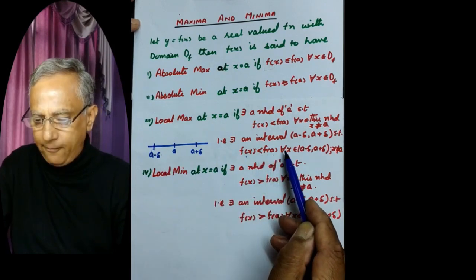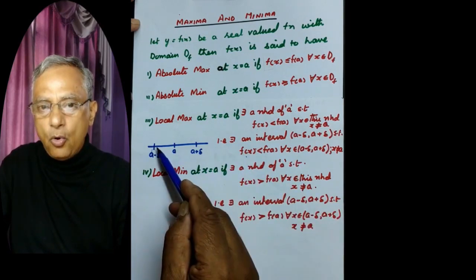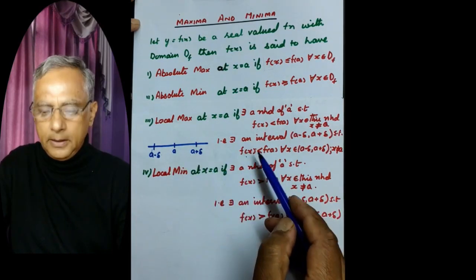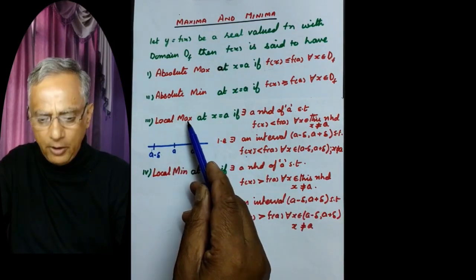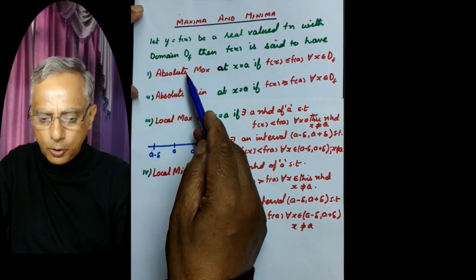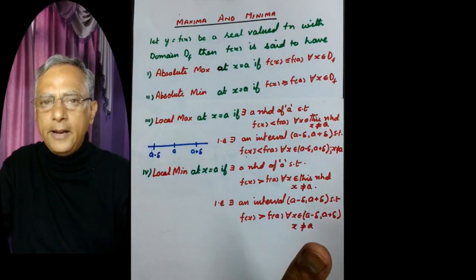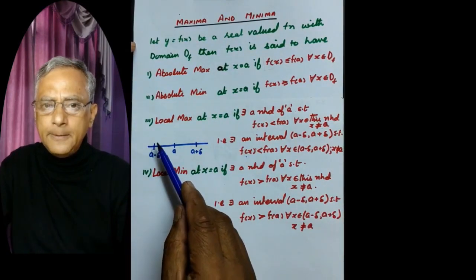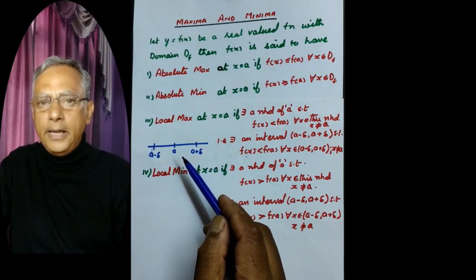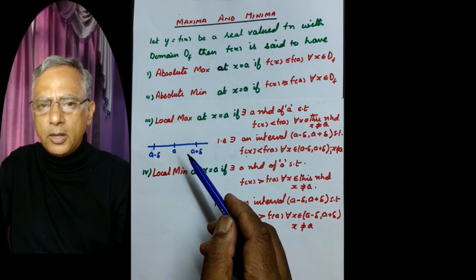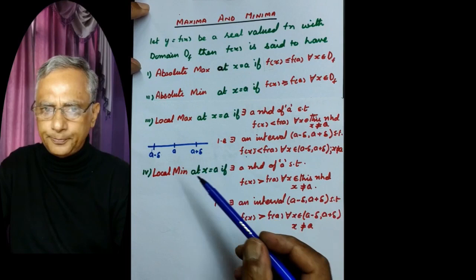f(x) is not less than f(a) in the whole of the domain. f(x) is less than f(a) only in this neighborhood. If f(x) is less than f(a) in this neighborhood, the condition is satisfied. It will be a local maximum. Absolute maximum should be maximum in the whole of the domain, and local maximum should be maximum in a neighborhood of a. It may be a very small neighborhood. If it is maximum in that neighborhood, it will be a local maximum.